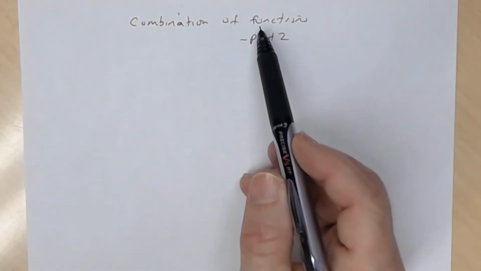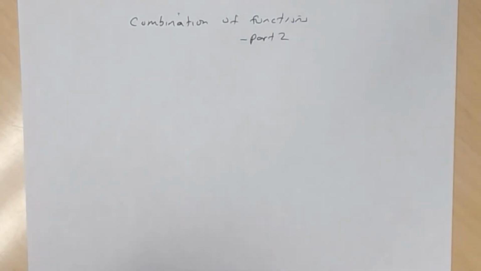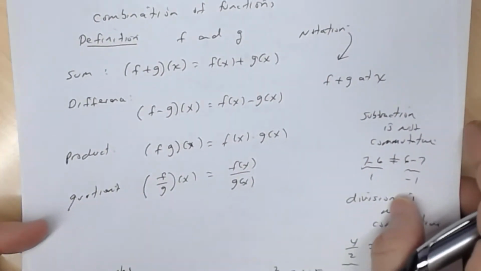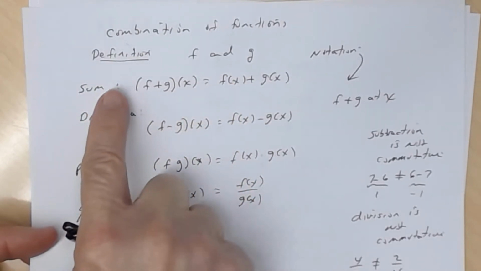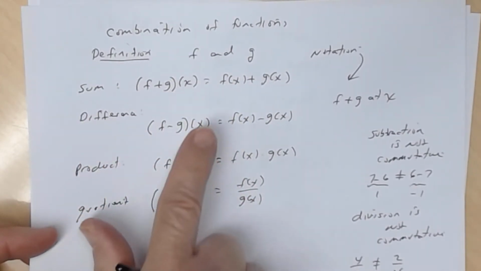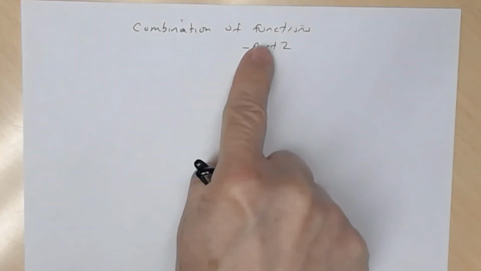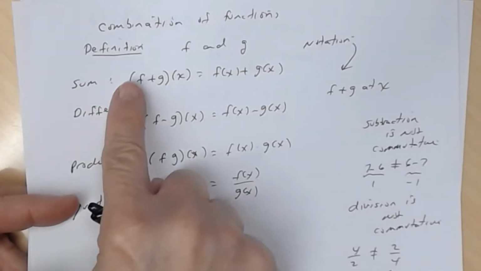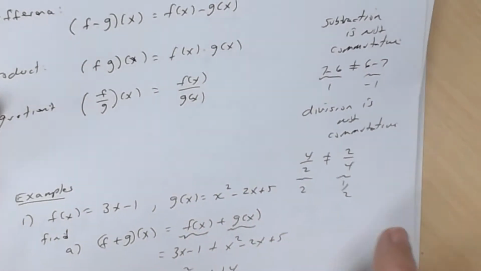So in this part, we're going to continue talking about combination of functions, and we're going to denote this as part two. So it's very important that you go back and review part one, because in part one we talked about the definitions of sum, difference, product, and quotient in terms of functions. So remember, when we talk about combination of functions, you're basically taking two functions and putting them together to get a new function.